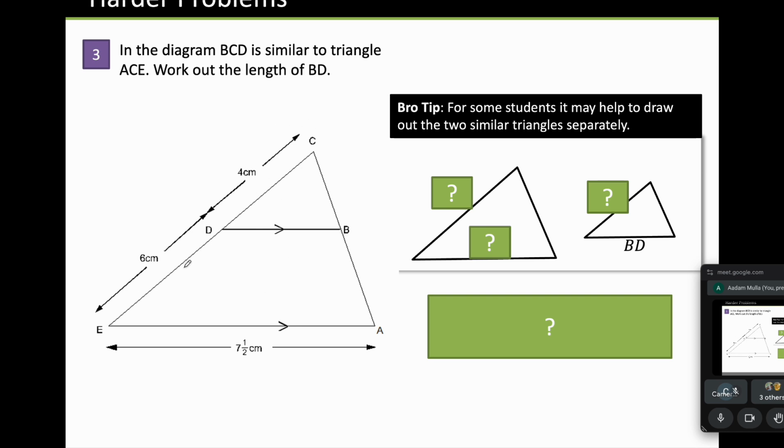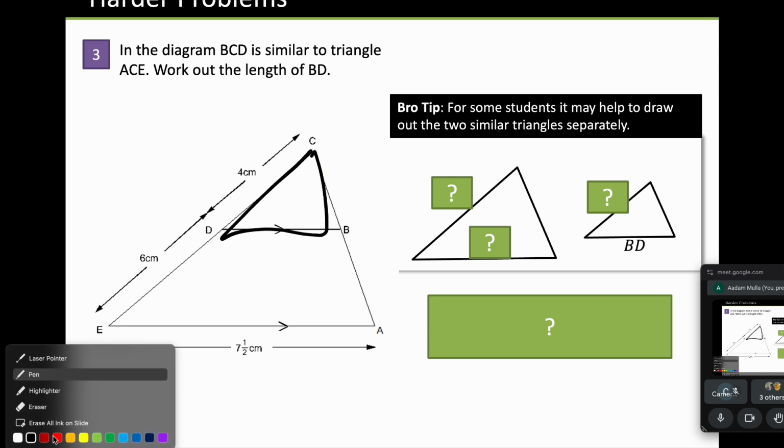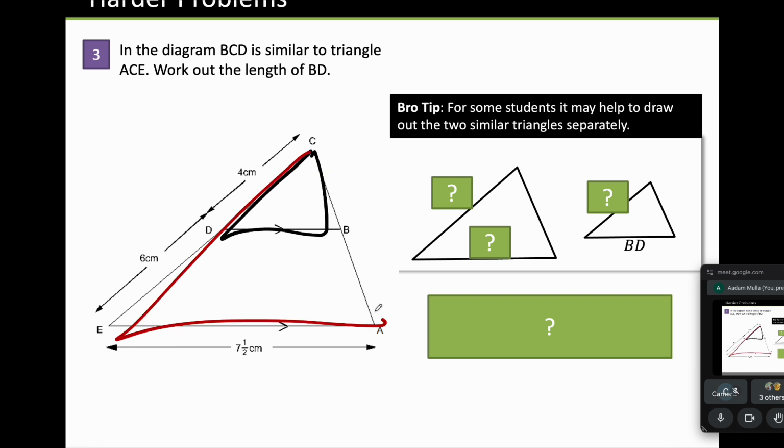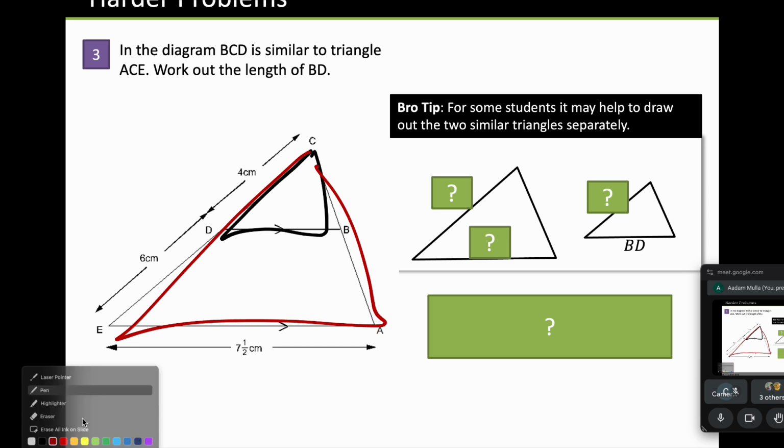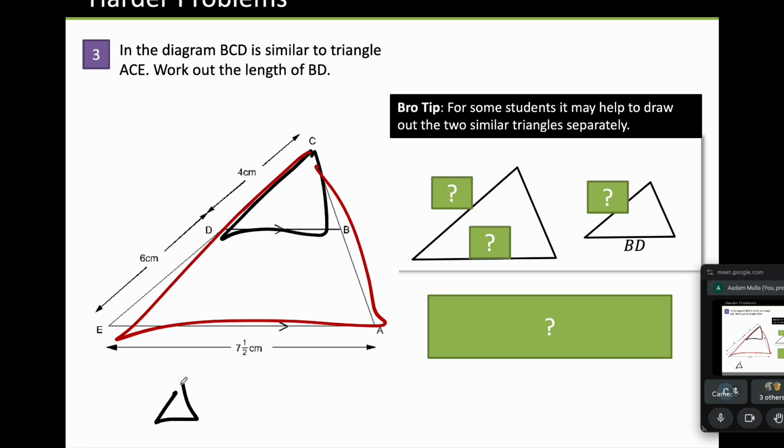So if you've got something like this where you've got 2 triangles, first thing that you should do is draw both triangles out. So I've got this little triangle here, and then I've got this larger triangle on the outside, and just draw both of them out. So I'll do the small one first. That's 4. I don't know what that is. That's what I'm going to have to try and find. And then I'll do the larger one.